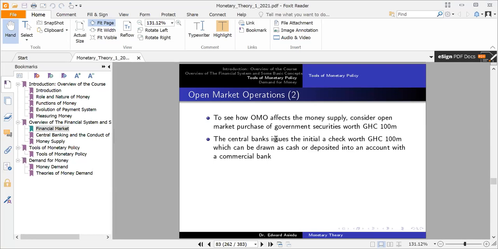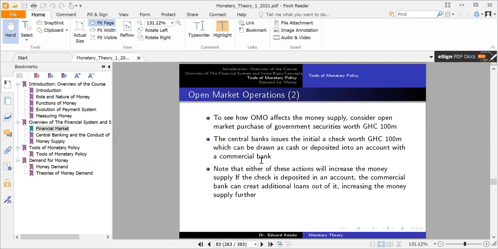The central bank will issue the initial check. Let's say the central bank issues an initial check worth 100 million, which can be drawn as cash or deposited into an account with a commercial bank. So the central bank wants to increase the money supply by 100 million through an open market purchase. So it issues the check either to the banks or to individuals or whatever, but the idea is to expand the money supply. Note that either of these actions will increase the money supply.